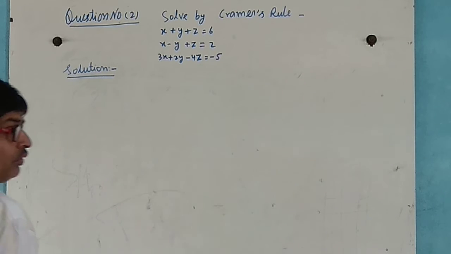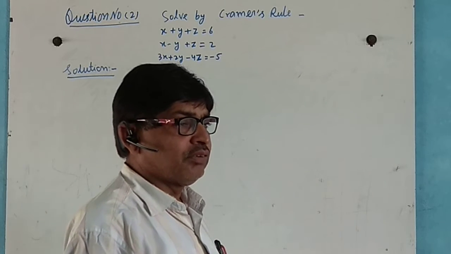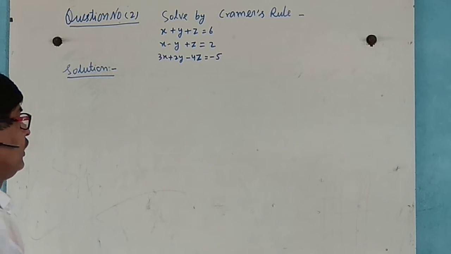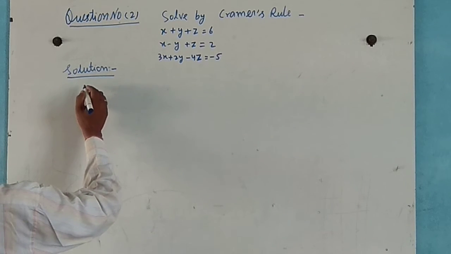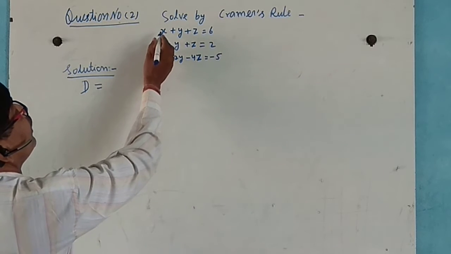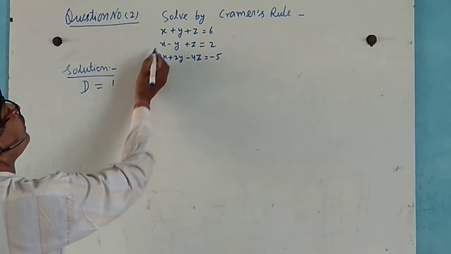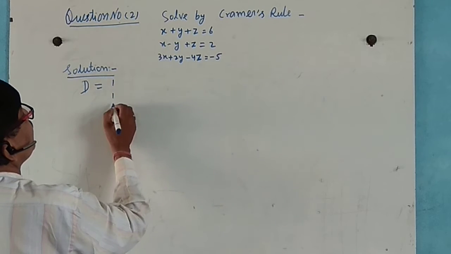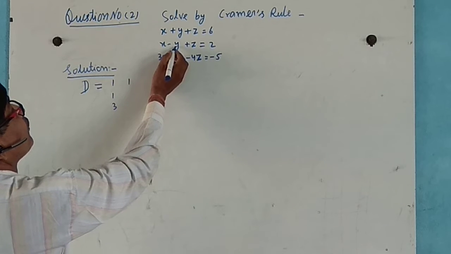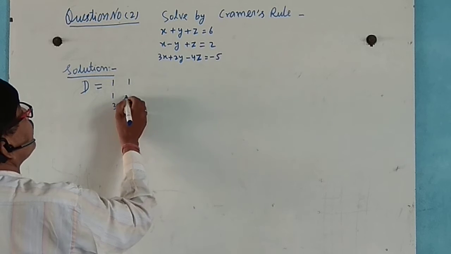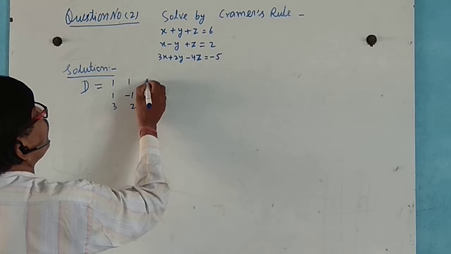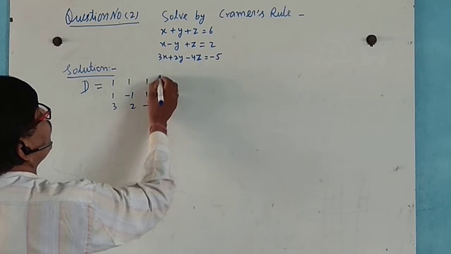Now we use delta, delta 1, delta 2, delta 3, which are D, D1, D2, D3. First of all we calculate the determinant D. The coefficients of x are 1, 1, 3; the coefficients of y are minus 1, 2, 1; and the coefficients of z are 1, 1, minus 4.